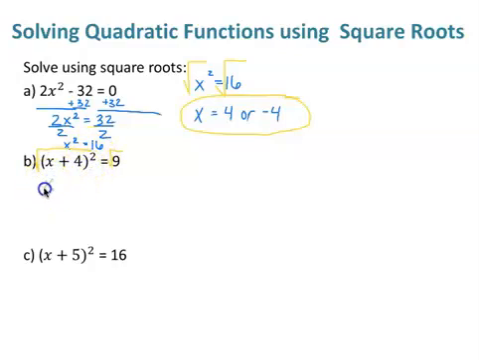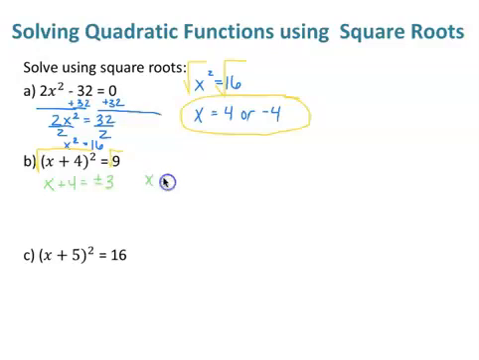So now the square is gone. I'm left with just x plus 4. And then I'm left with positive or negative 3, right? Because the square root of 9, either I'm going to get a positive 3 or a negative 3. So I'm going to separate this. I'm going to write this equation out twice.